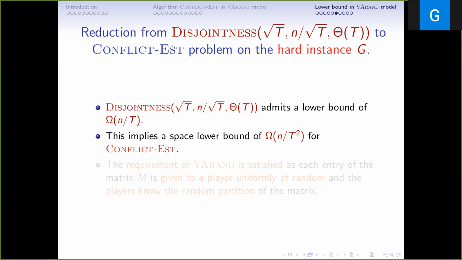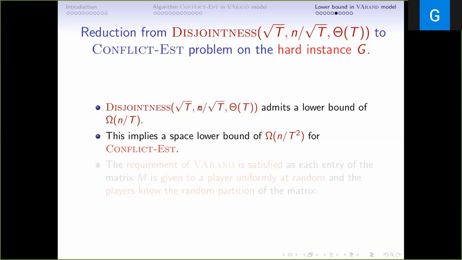Note that disjointness admits a lower bound of Ω(n/t), but this conflict estimation in constant pass stream admits a lower bound of Ω(n/t²). The reduction in factor t is due to there being Θ(t) pairs in the communication complexity problem.